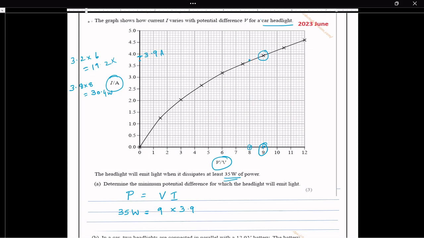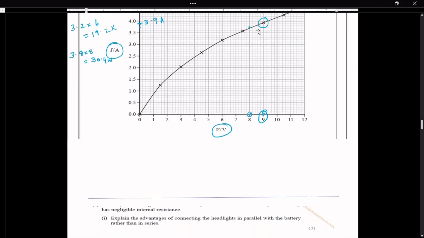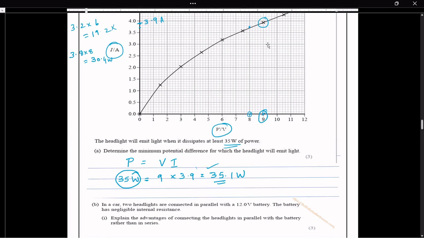Okay, 35. So we are getting a value of 35.1 watts, and we are getting the answer. So the minimum potential difference must be 9 volts. PD minimum equals 9 volts.